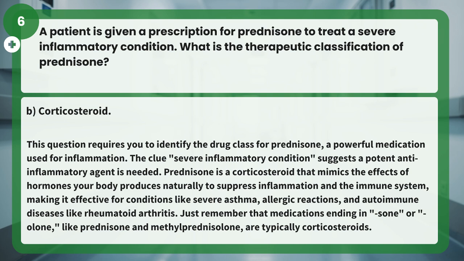Answer: B. Corticosteroid. This question requires you to identify the drug class for prednisone, a powerful medication used for inflammation. The clue, severe inflammatory condition, suggests a potent anti-inflammatory agent is needed. Prednisone is a corticosteroid that mimics the effects of hormones your body produces naturally to suppress inflammation and the immune system, making it effective for conditions like severe asthma, allergic reactions, and autoimmune diseases like rheumatoid arthritis. Just remember that medications ending in -sone or -olone, like prednisone and methylprednisolone, are typically corticosteroids.